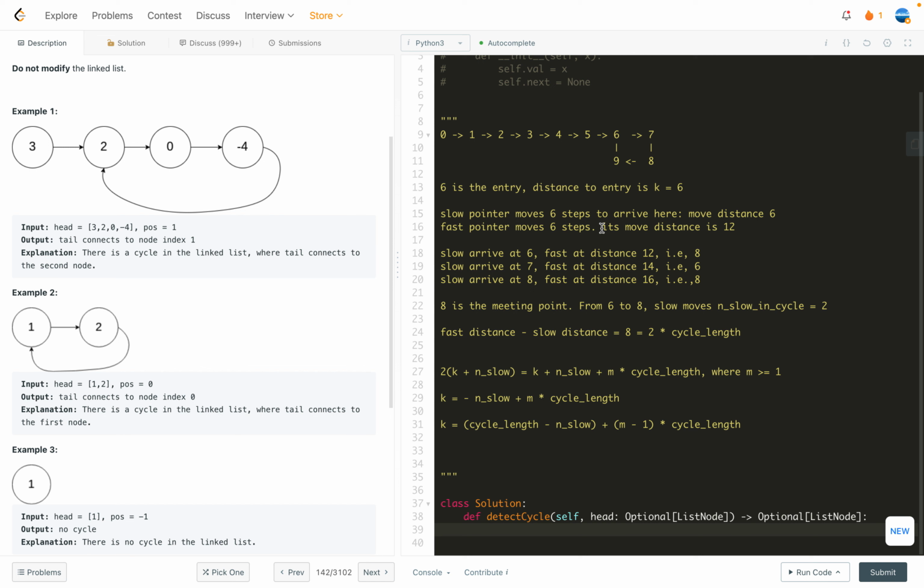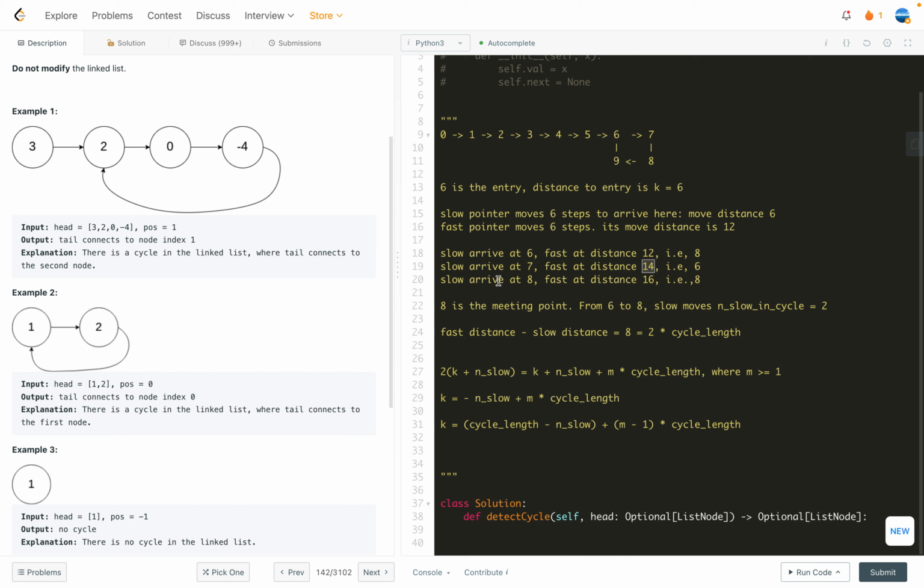That's the difference. So we can examine where the two pointers meet. After 6 steps, the slower pointer arrives at 6, and the fast pointer travels a distance of 12. 12 corresponds to 8, since 9 corresponds to 6, 10 to 7, 11 to 8... so the fast pointer is at 8. Then we move forward. The slow pointer will be at 7, and the fast pointer will be at 6, which corresponds to distance 14.